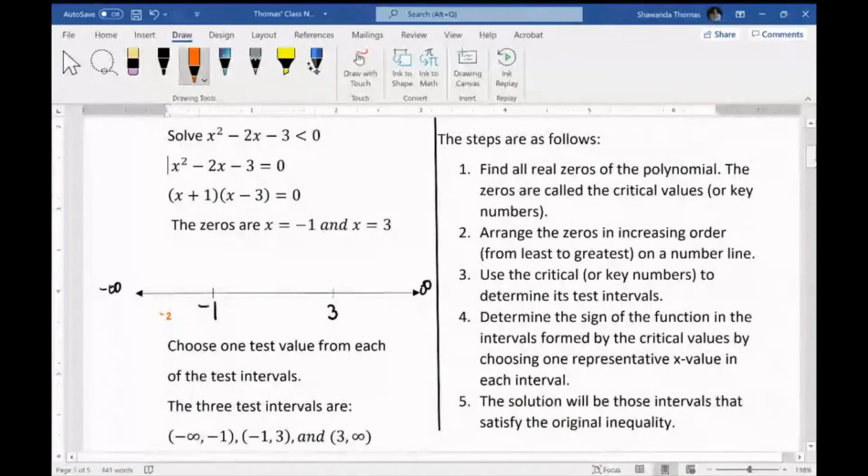All right. So let's go back to this factored form right here. If we plug in -2 into this first parenthesis, would that be a negative number or a positive number? Negative number. All right, good. And if we plug in -2 into the second parenthesis, would that be a negative number or a positive number?